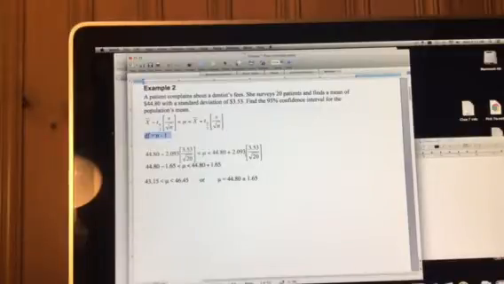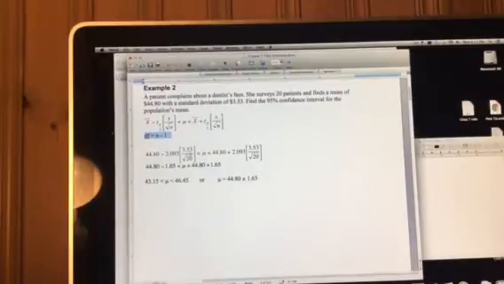Now what you'll notice is that 2.093 is larger than 1.96. And that's the thing with the T. We need to have a bigger number there. We end up with a wider range because we have a smaller sample. All right, so we take the 2.093 times 3.53 divided by the square root of 20.